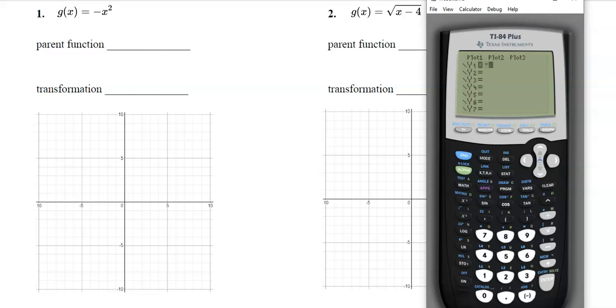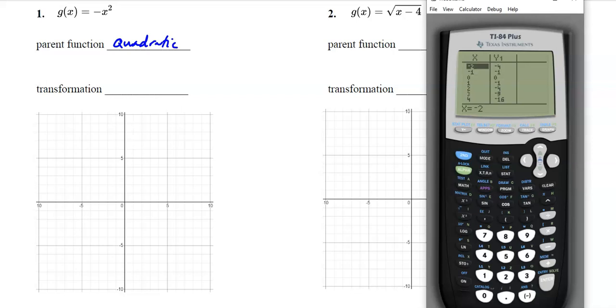So y equals negative x squared. I'm going to go to my y equals menu, type in the negative key, and lock it in, hit enter. I'm going to go to my table, second table. And I want to see a few negative values, so I'm going to toggle up a little bit. So here we go. I'm going to start putting these points in here.